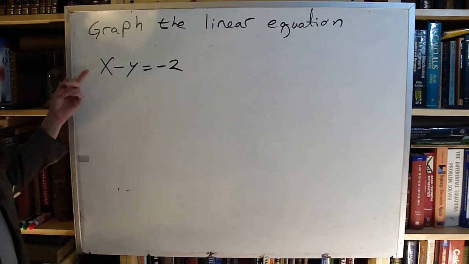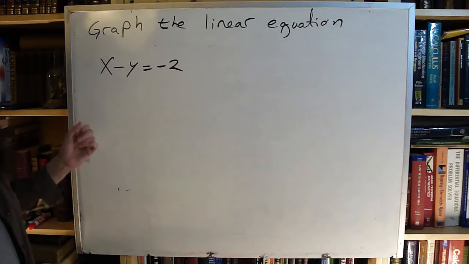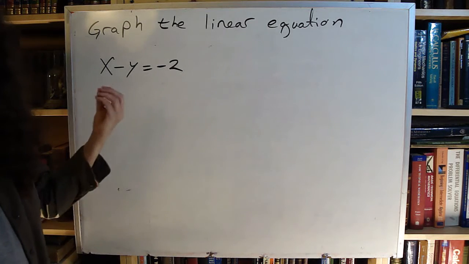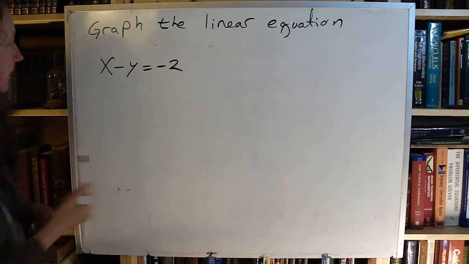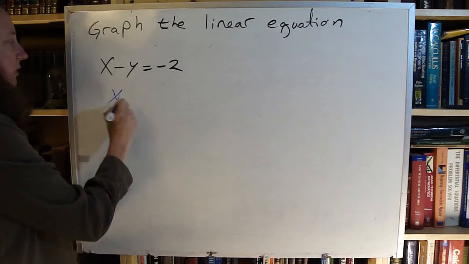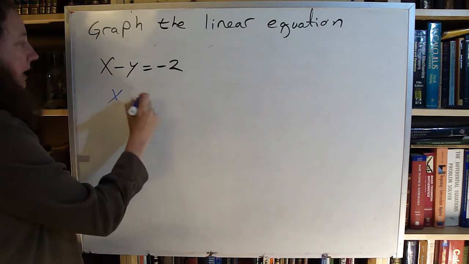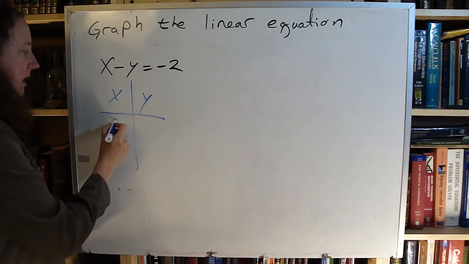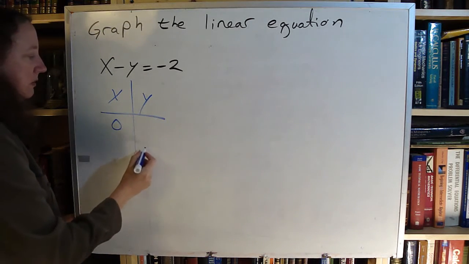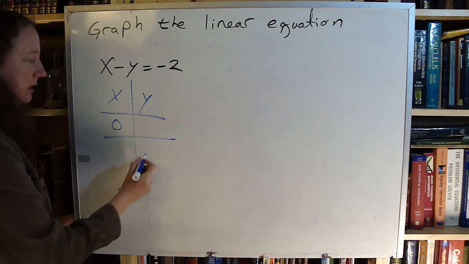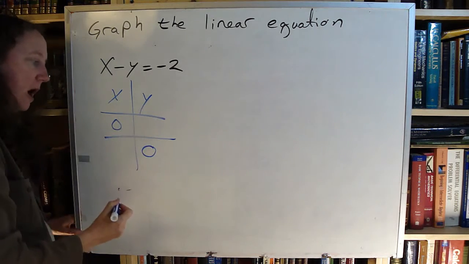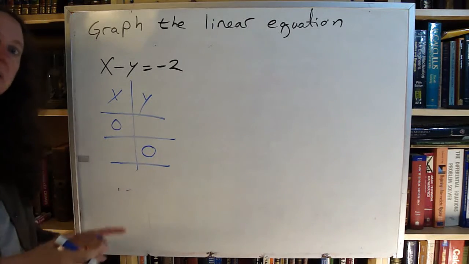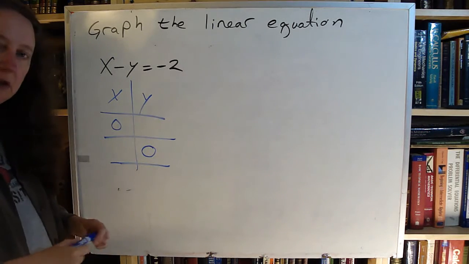In this equation, you're being told to graph the linear equation, but you're not given any table of values. So you have to make up your own table of values out of your head. So I'm going to create mine. X and Y, those are my two letters that I have. And I'm going to choose 0 for X for the first value, and I'm going to choose 0 for Y for the second value. I may or may not need a third point. We'll get there when we get there.